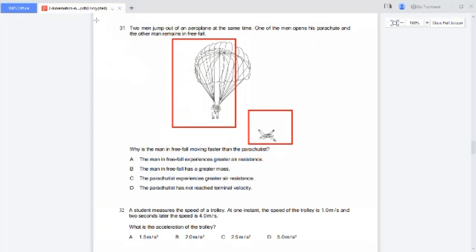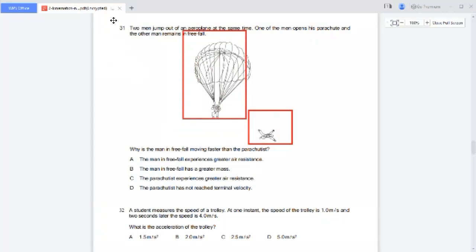Yeah, like this. So it has opened, and it doesn't. So you can see, you can just compare their locations. You can see the person without a parachute is leading the person who has opened his parachute. So let's compare them.